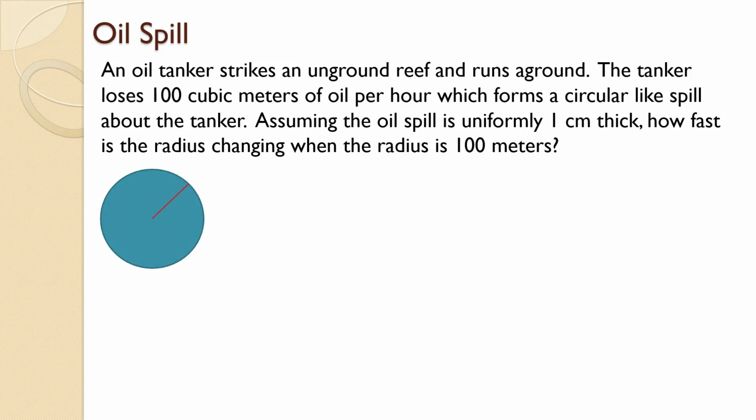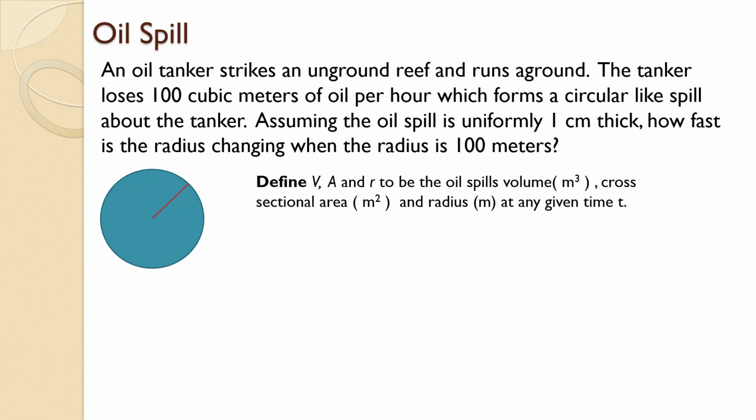So first, here's a generic picture. I'm going to pretend the oil tanker is not in the water at all, so we can just ignore that piece. Notice I'm including a little radius to help us visualize things, but I'm not putting an r, the variable, in the picture itself, because it doesn't really matter. But I will define the variables: V, A, and r are going to be the oil spill's volume, cross-sectional area, and radius. When you define these variables, it's often a good idea to also include the units you're going to be using.